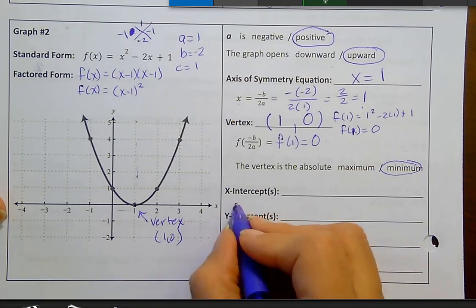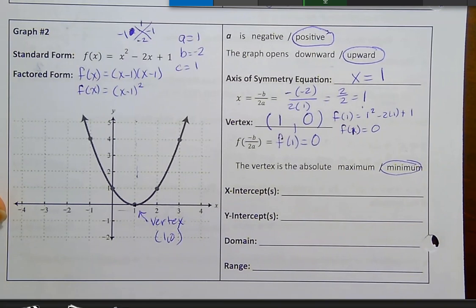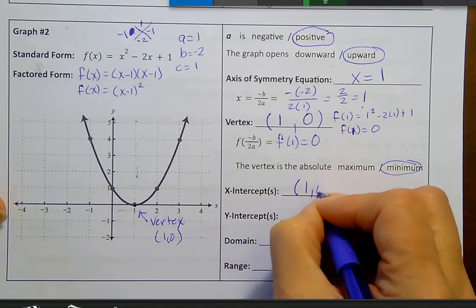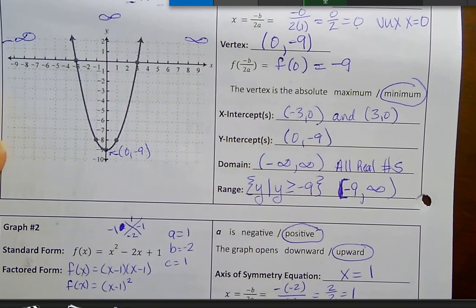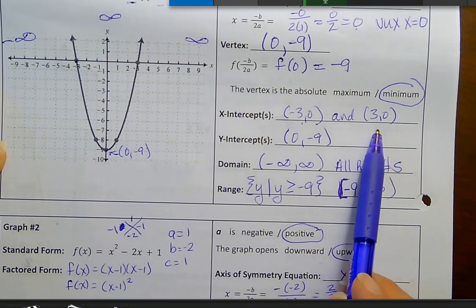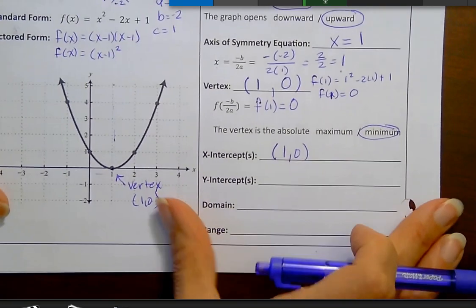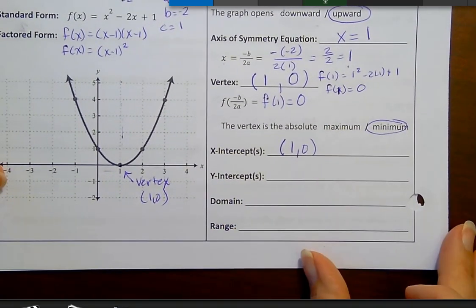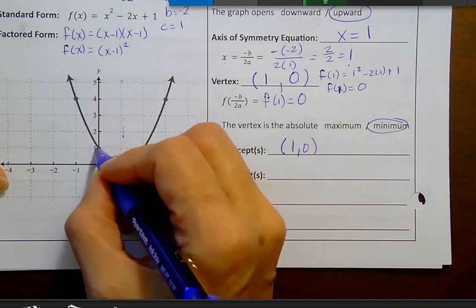In this case, x-intercepts, there's only one. There's only one place that we even touch that x-axis, right there at our vertex. So there's only one this time. In our last example, we crossed that x-axis twice, and so we had to give two different ordered pairs, negative 3, 0 and 3, 0. In this case, we are hitting that x-axis once, so we have one single x-intercept. And one single y-intercept right here at 0, 1.